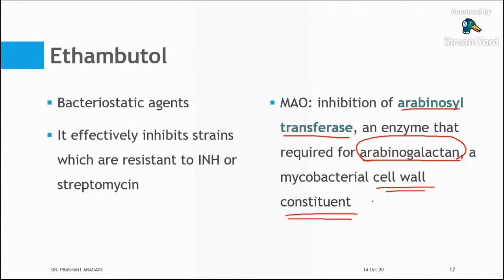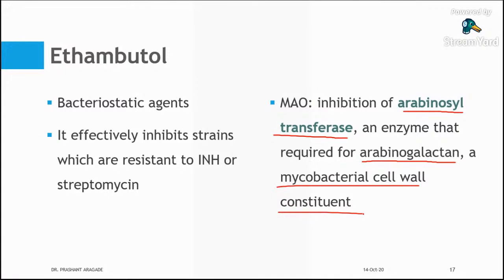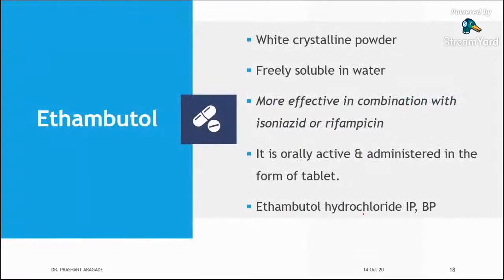So ethambutol is useful because it has the ability to inhibit the enzyme arabinosyl transferase. That enzyme is required for the biosynthesis of arabinogalactan, which is the mycobacterial cell wall constituent. So in this way, this ethambutol is useful.